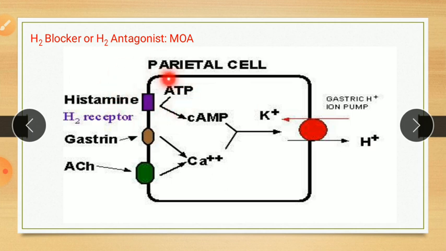So if the H2 receptor is blocked, then the level of cyclic AMP decreases and there is less secretion of H plus ion. So in short, it decreases the acidity and therefore it acts as an anti-ulcer. So H2 blockers simply block the H2 receptor and produce an anti-secretory effect. So this is the mechanism of action of H2 blockers.